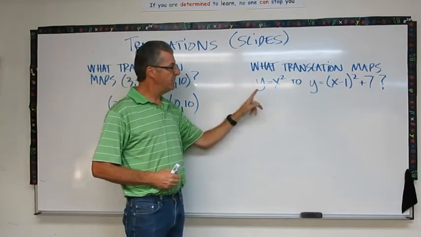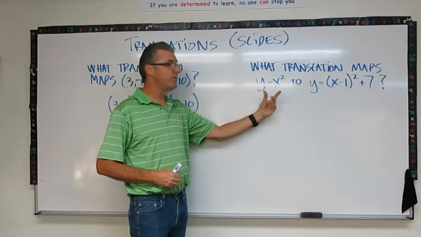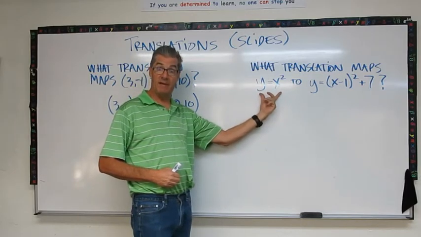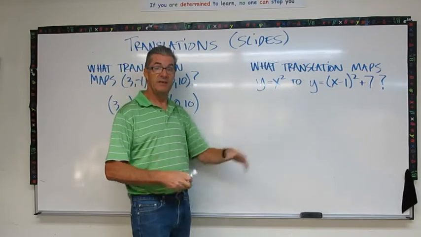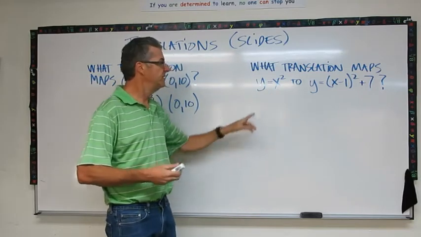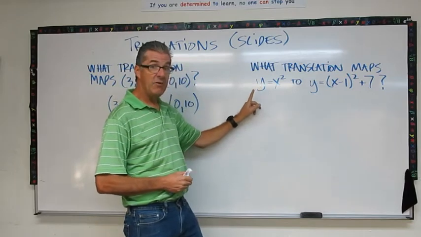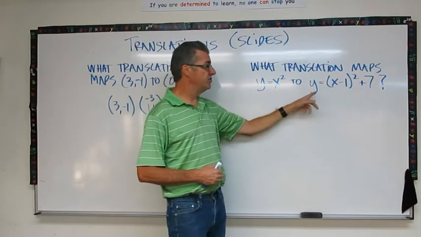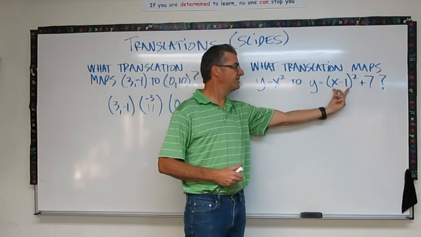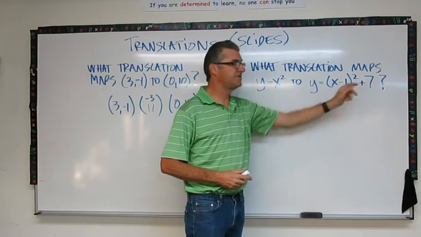What translation maps y equals x squared? Remember, this is our basic parabola. So you should be thinking about what you know about this parabola. This is assumed prior knowledge for this course. So how do we map y equals x squared to this new one, which is y equals (x minus 1) squared plus 7.